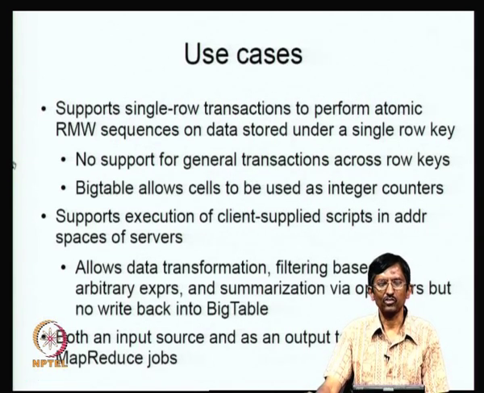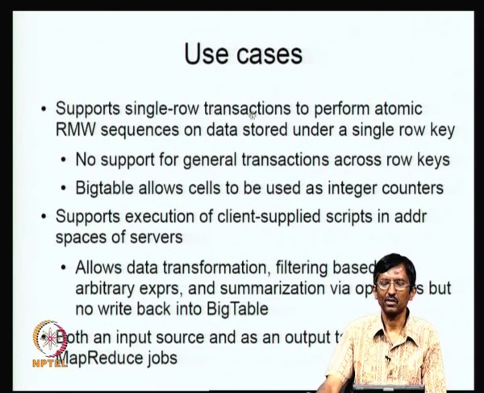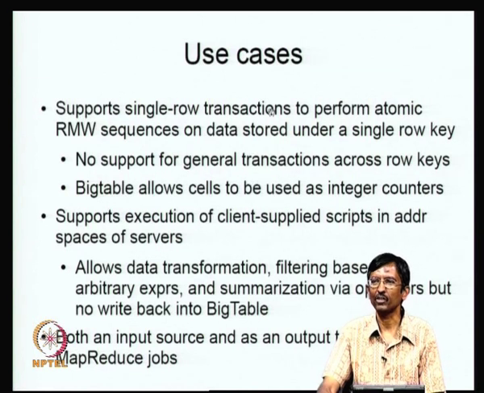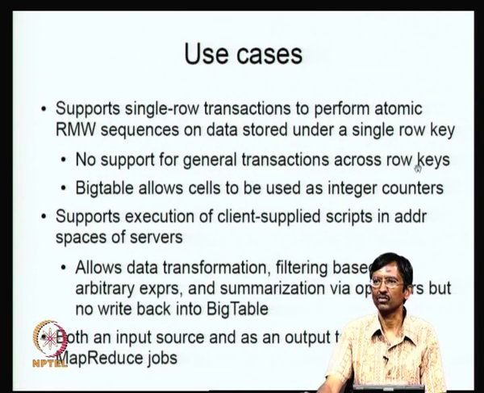And various ways you use the system is single row transactions to perform atomic read-modify-write sequences, and the single row key is possible. Basically, get the whole row, change whatever you want to change and put it back, because you have single row transactions which are atomic with respect to both read and write. But you don't have any general transactions across multiple row keys, not possible.